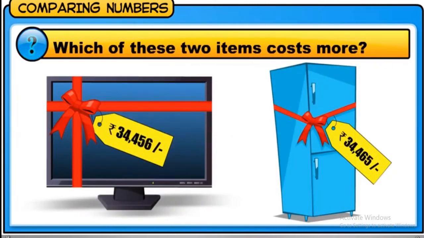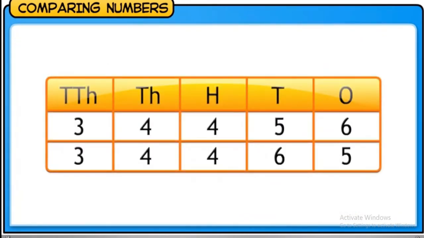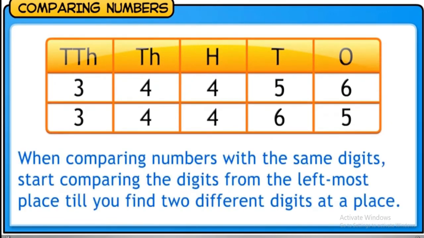Which of these two items costs more? When we compare the prices of these two items, we see that they both have the same number of digits. When comparing numbers with the same digits, start comparing the digits from the leftmost place till you find two different digits at a place.